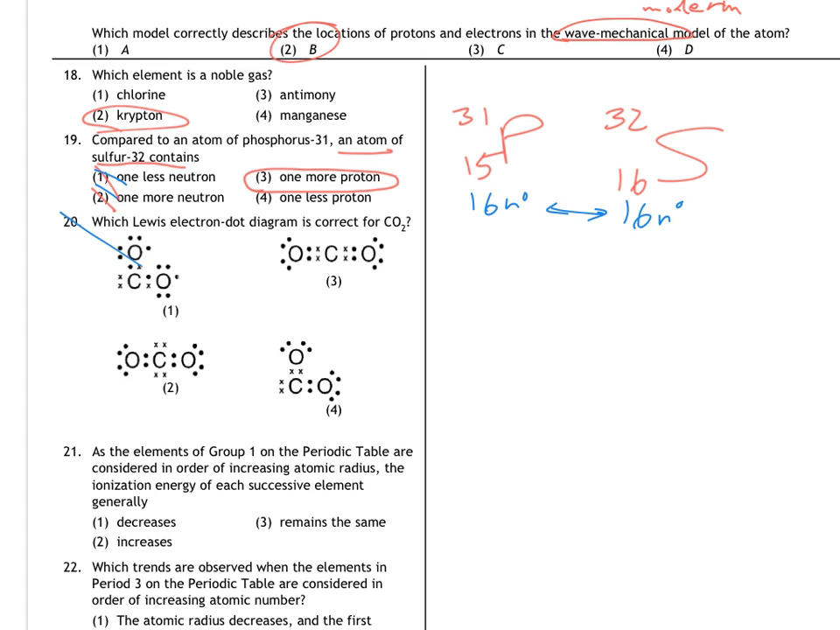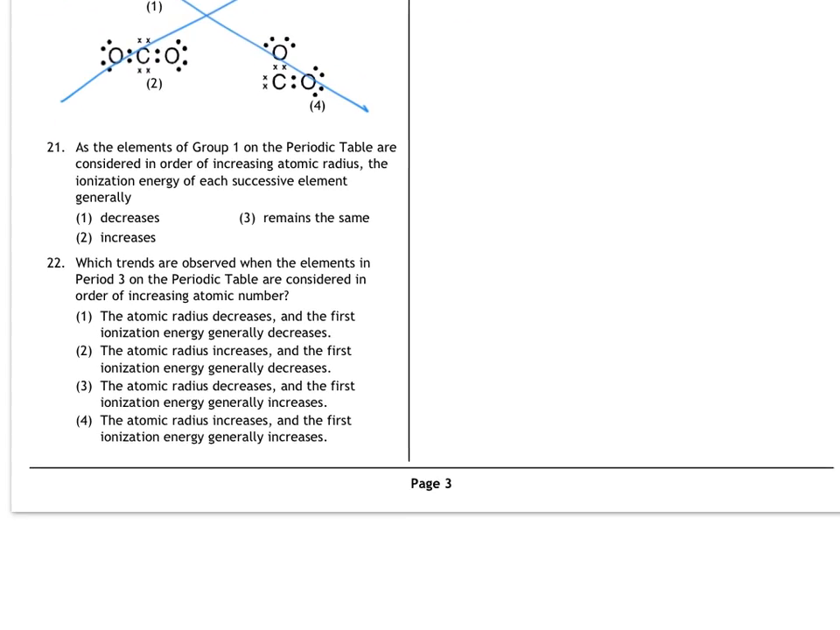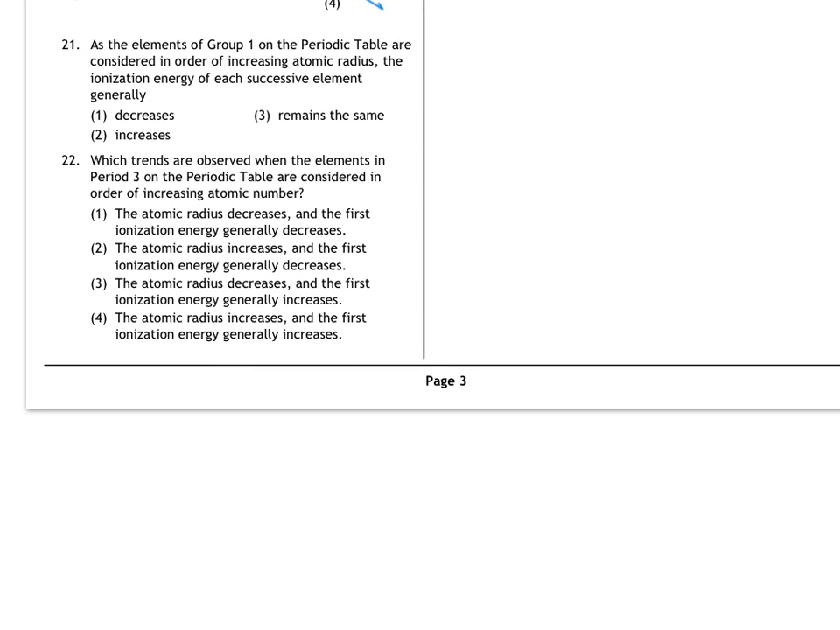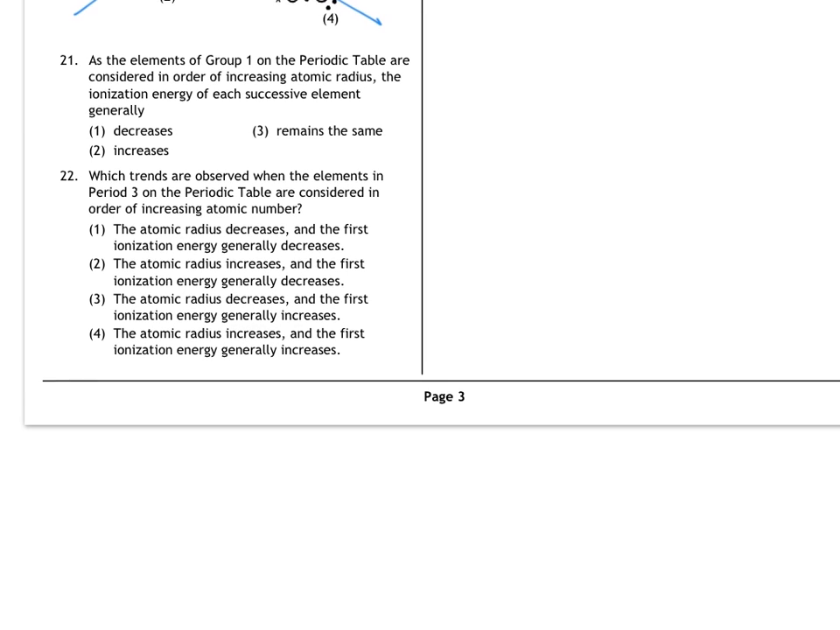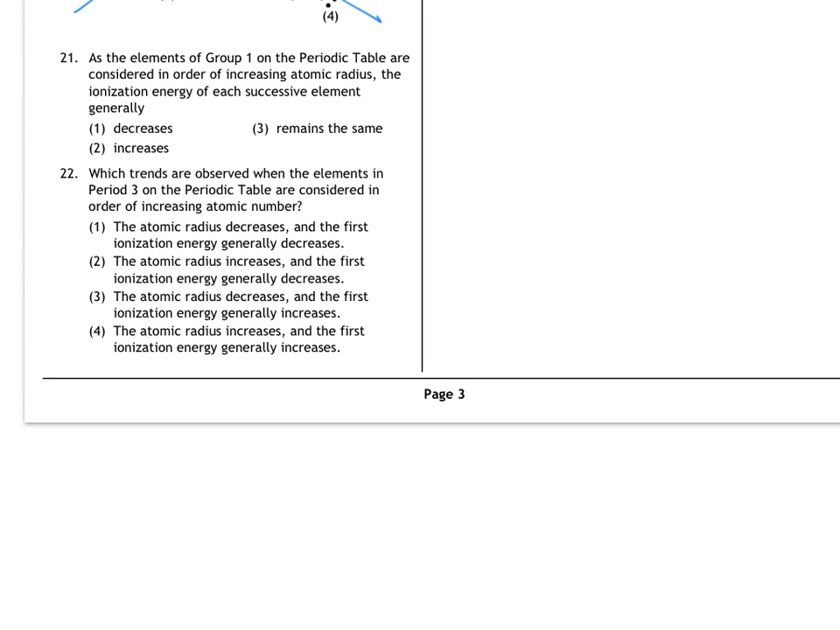Okay, 20 we will get to, but not in time for the midterm, so cross that out. 21, as the elements of group 1 are considered in order of increasing atomic radius. So essentially they're saying you're in group 1 going down the table, because this is where atomic radius is the highest, at the bottom of group 1.